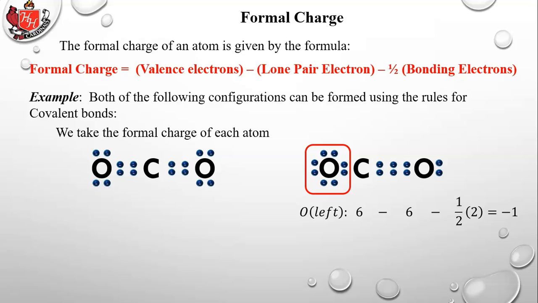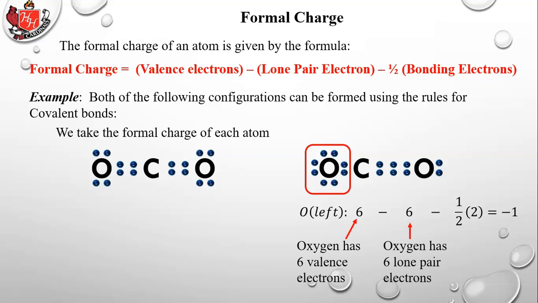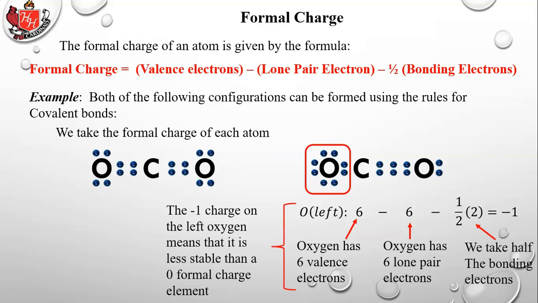All of a sudden you've got a charge on that oxygen that's not natural for it. It likes to feel 6 electrons in its valence orbital, but now it's feeling a little bit extra negative charge there. So it's not quite stable. So oxygen has 6 valence electrons, oxygen has 6 lone pair electrons, and we take half of the bonding electrons. The -1 charge on the left oxygen means that it is less stable than a 0 formal charge element.